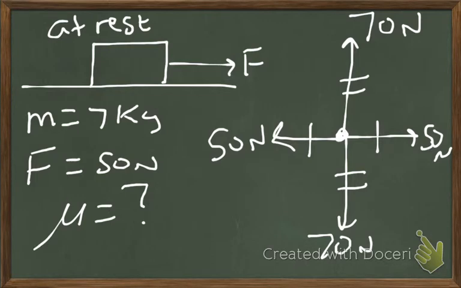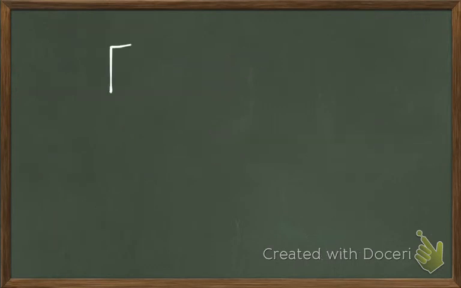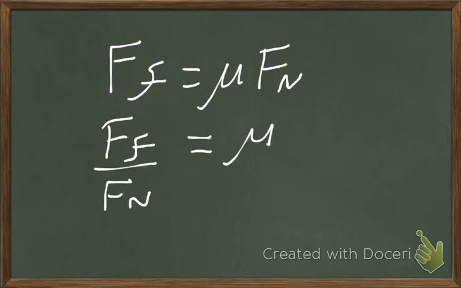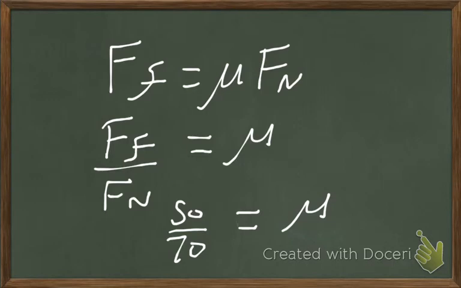And my question for this example is, how do we find out what the coefficient of friction is? Well, if we look back at our equation, all we have to do is find the frictional force, and we have to find the normal force. And that's super easy, because we already have it in our diagram. So I'm going to solve that for mu, and then we just plug in our numbers for friction and normal force, which was 50 and 70 newtons.